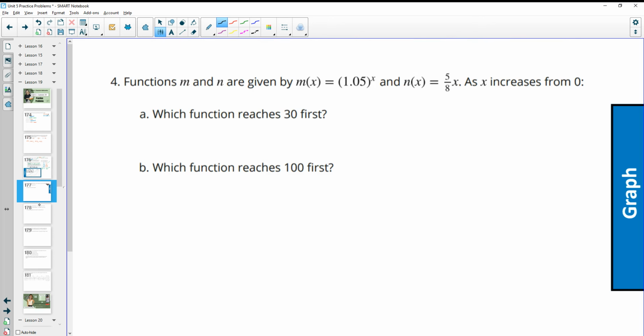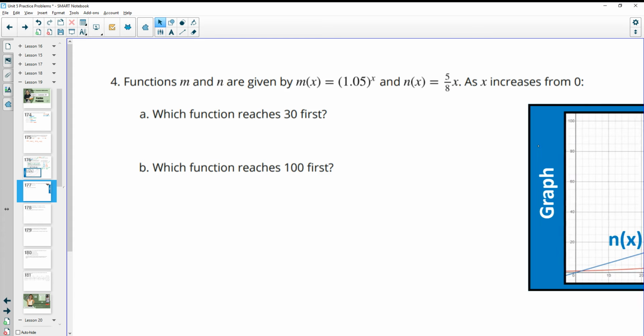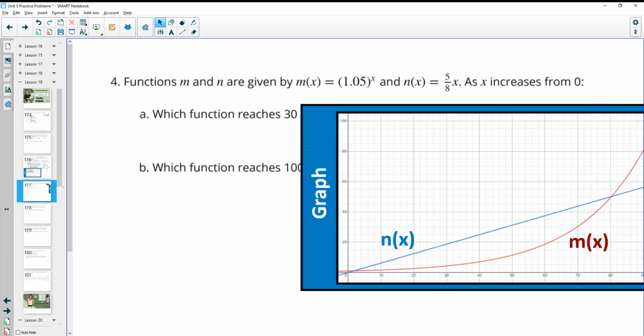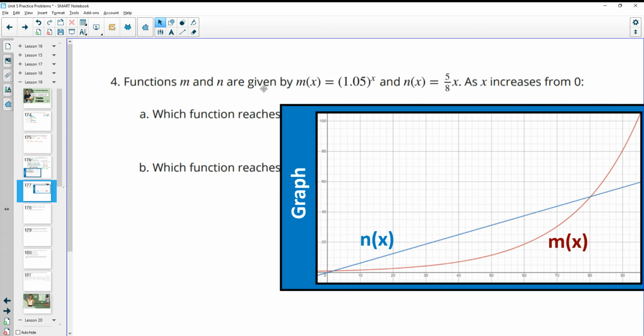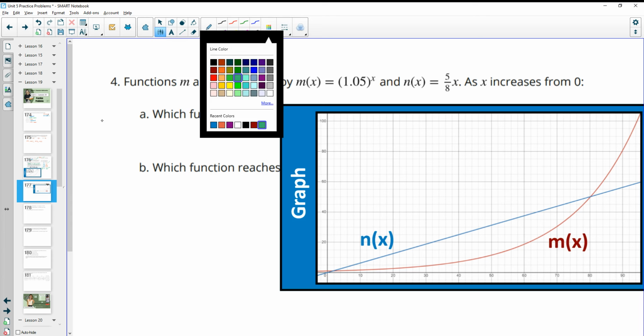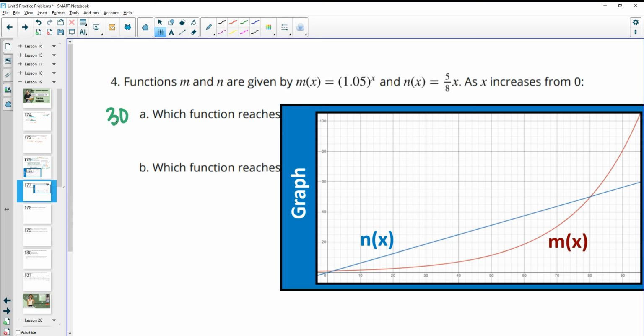Number 4, functions m and n are given by m of x equals 1.05 to the x and n of x equals 5/8 x. As x increases from 0, which function reaches 30 first and which function reaches 100 first? So I would graph this so you can look at it. So we're looking at when does it reach 30? For this first one, we were looking at 30. And this is when does the function equal 30? And for this second one, we're looking for when it equals 100.